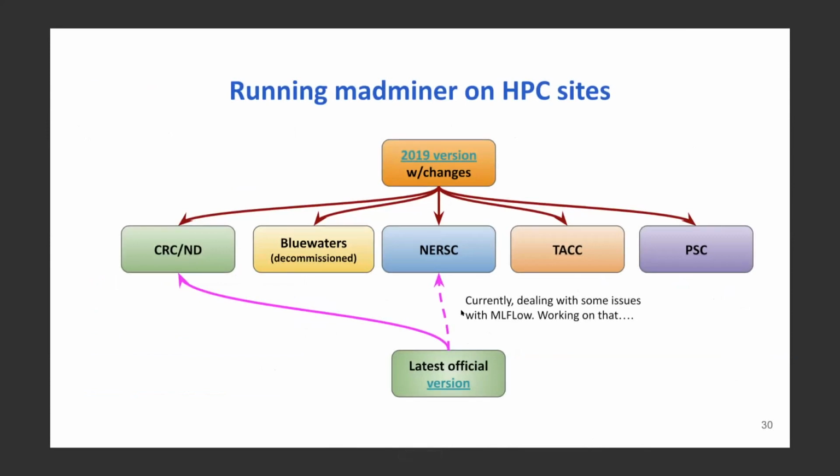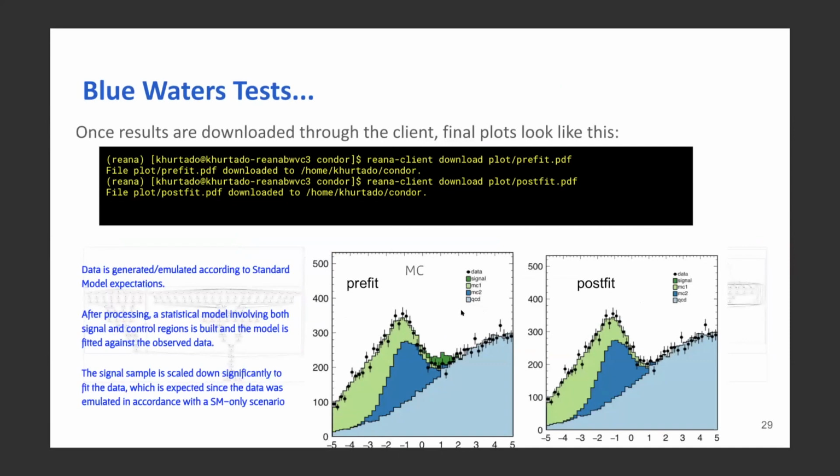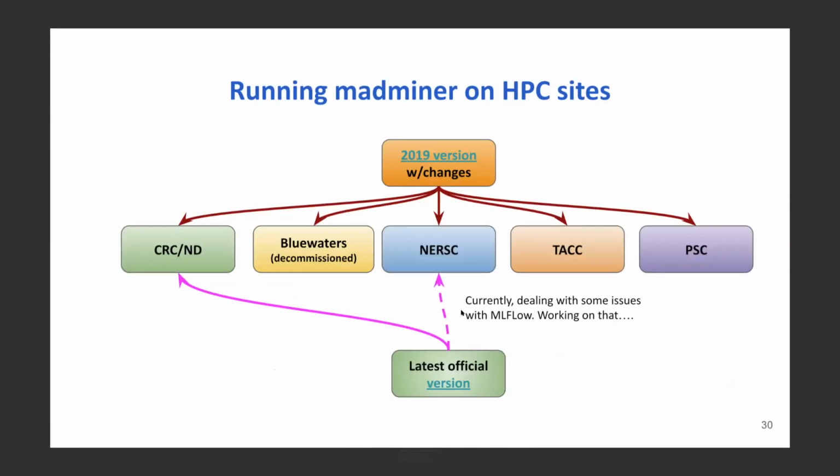Now, this example is not really a machine learning based example. For that, we are using MapMiner, and this is a workflow that the other two universities are also using. So at Notre Dame, we focus on the remote submission part to HPC centers, and the other two are focusing more on the machine learning part. So what we have is a MapMiner version that dates back from 2019, where we applied some changes, and this thoroughly worked. We tried this on different sites. We started at Notre Dame, then we ran it at Blue Waters, NERSC, Stampede, and PSC.